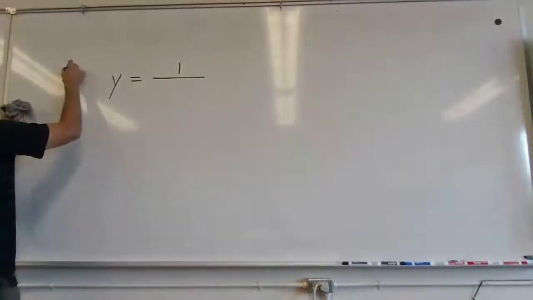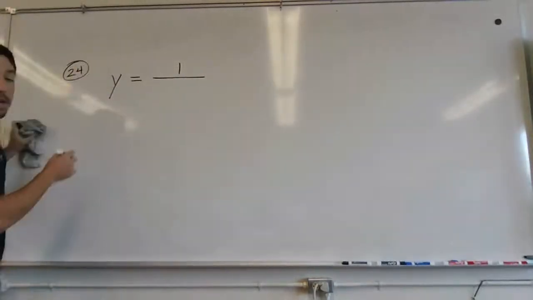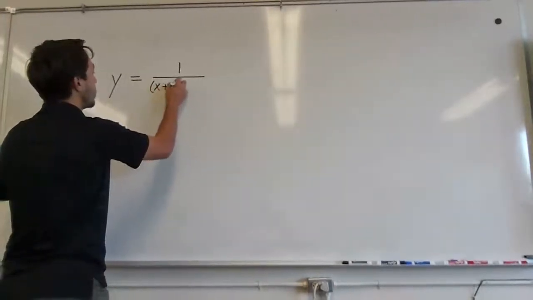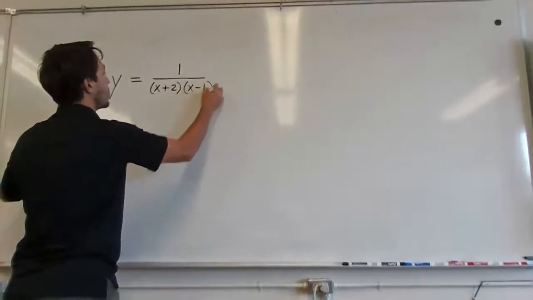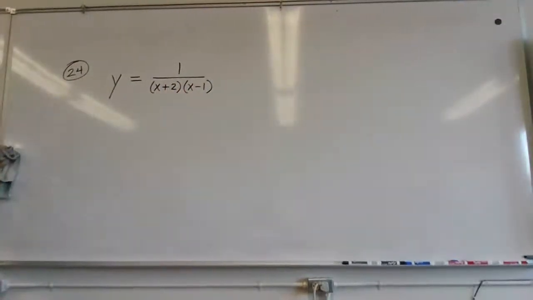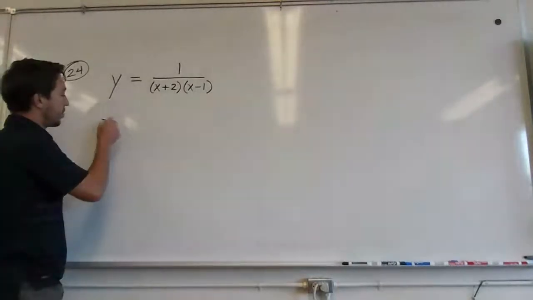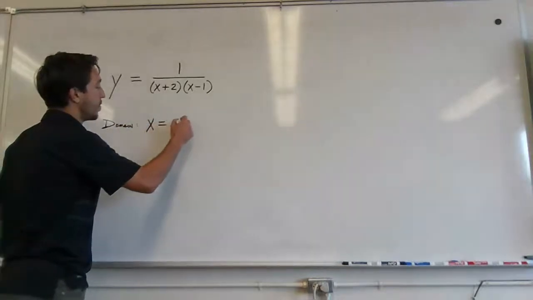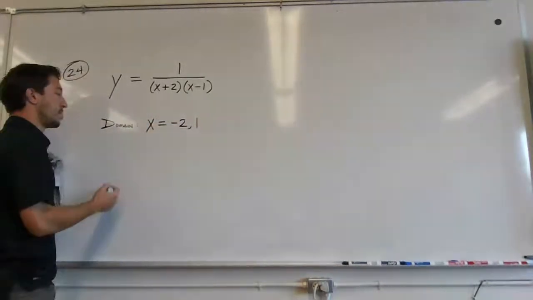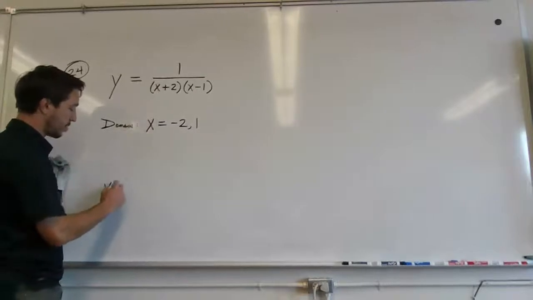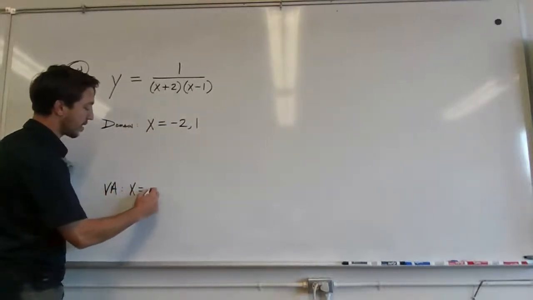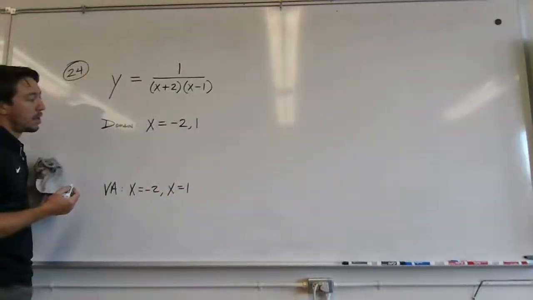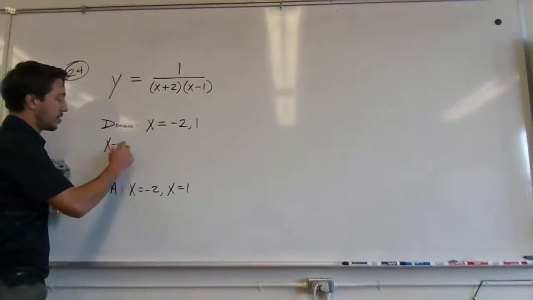24. Now, what can we do to the bottom of this one? Factor it. X plus 2 and x minus 2. So, domain. X can't be -2, and it can't be +1. That's going to turn into vertical asymptotes of x equals -2 and x equals +1. This will be an interesting question.